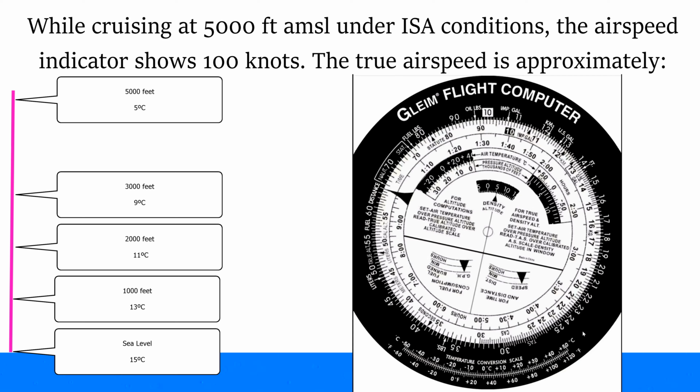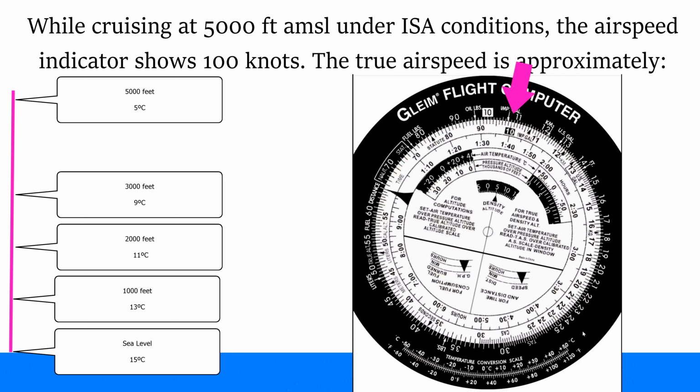We can then find the calibrated airspeed on the inside scale, which we're using indicated airspeed for here because we don't have the calibrated airspeed, and then read to the outside scale, which is the white on black scale on the outer ring, which then gives us the true airspeed. In this case, we can see that it's about 108 knots.